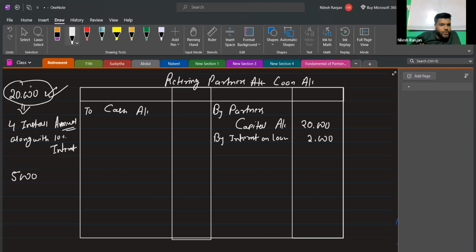So we have to pay 20,000 here, and we have to pay it in 4 installments. So 20,000 divided by 4, 5,000. Now I got it. Along with interest also.